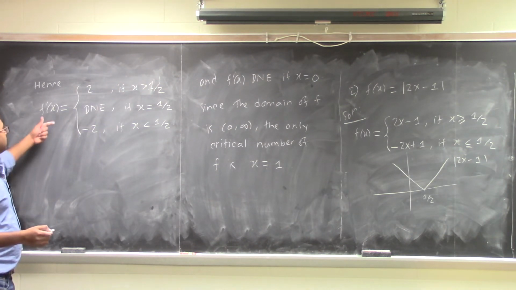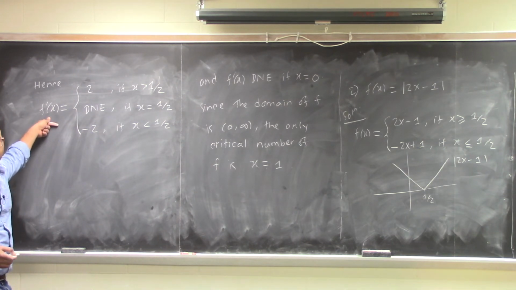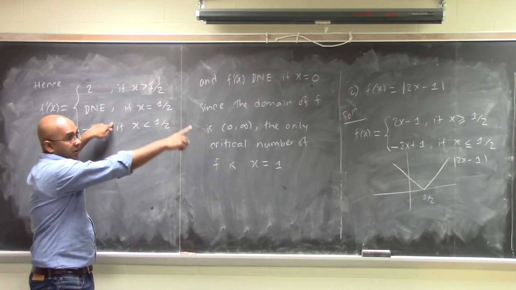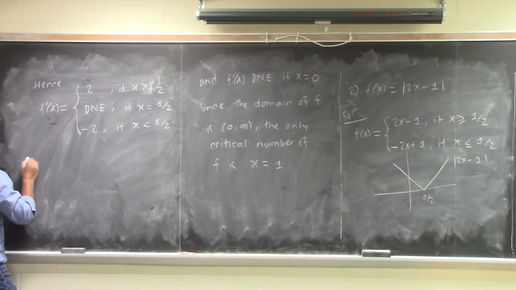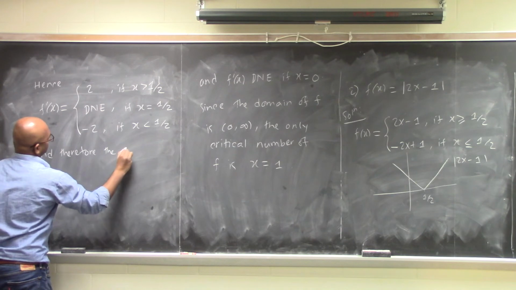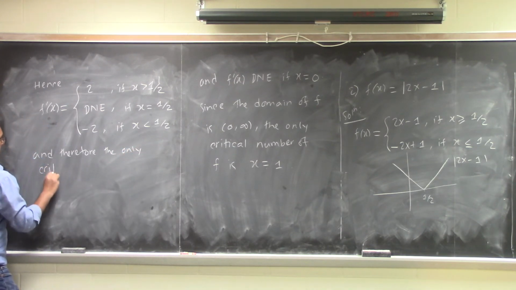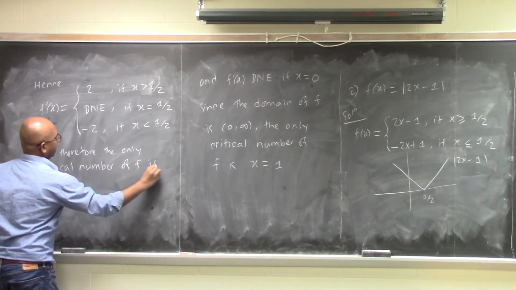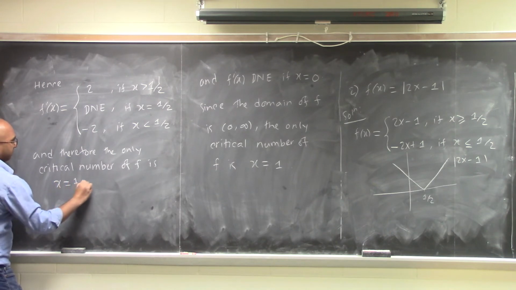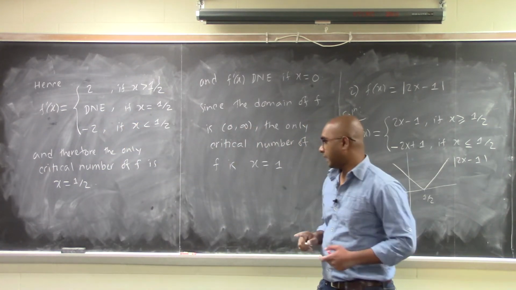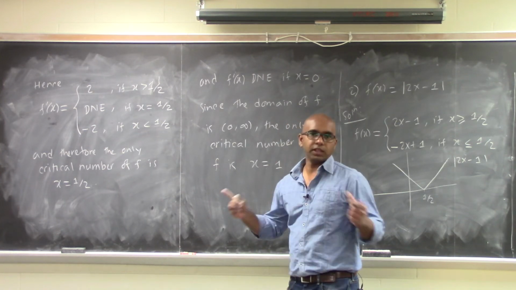Now tell me, where does the derivative vanish? Nowhere. And where does it fail to exist? At 1/2, right? So that's the only critical number. I notice 1/2 is in the domain of this function, so it's fine. And therefore, the only critical number of f is x equals 1/2. Okay. I'll find critical numbers for one more function, and then we'll do one very simple problem, and that will be the end of this lecture.